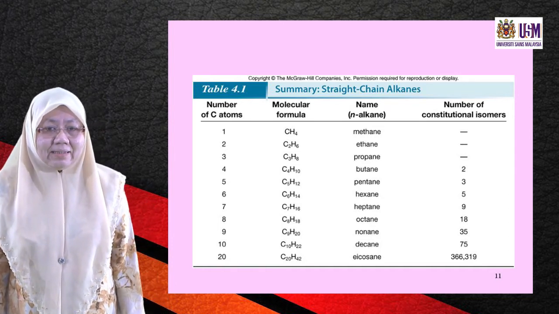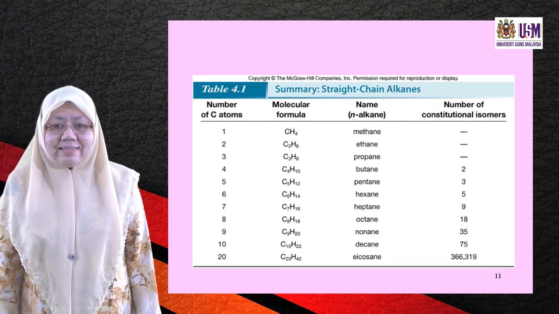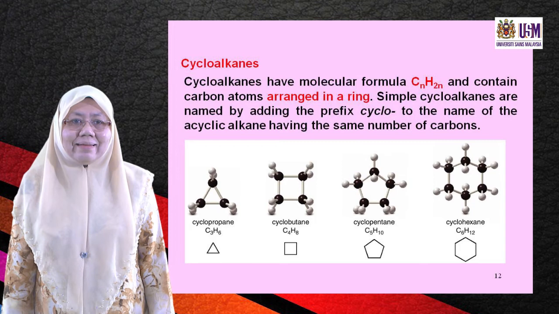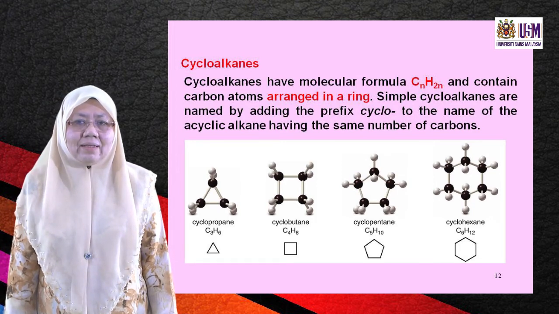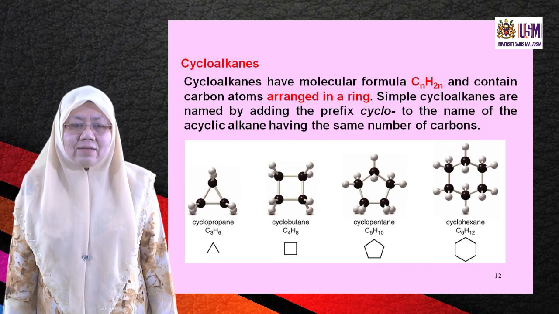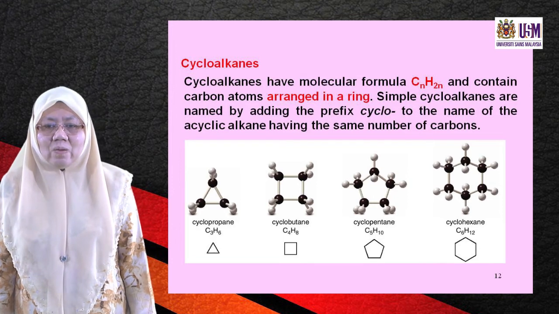And when there are 20 carbon atoms, we can have up to 3,066,319 constitutional isomers. Let us now look at cycloalkanes. Cycloalkanes have molecular formula CnH2n and contain carbon atoms arranged in a ring. Simple cycloalkanes are named by adding the prefix cyclo to the name of the acyclic alkane having the same number of carbons. For instance, a cycloalkane having 3 carbon atoms is called cyclopropane, 4 carbon atoms is cyclobutane, 5 carbon atoms is cyclopentane, and 6 carbon atoms is cyclohexane.